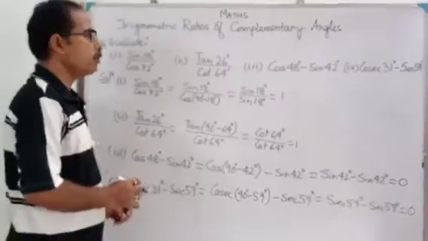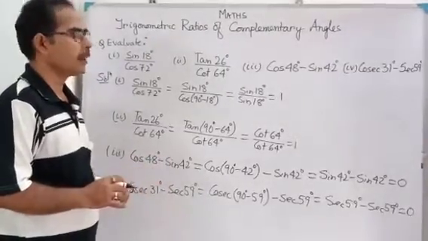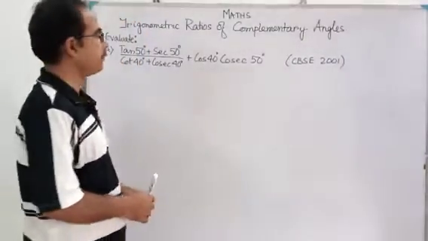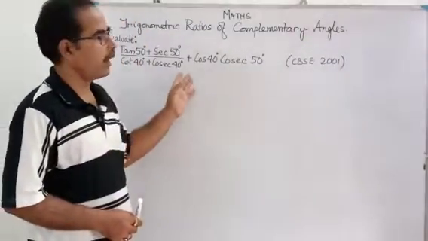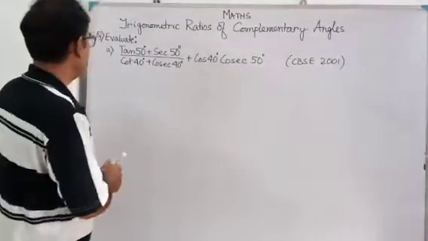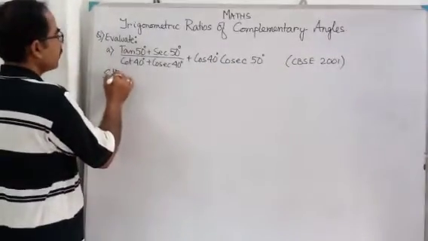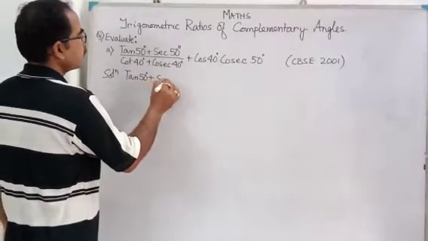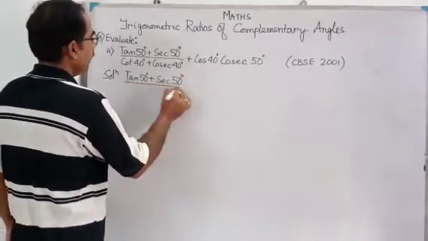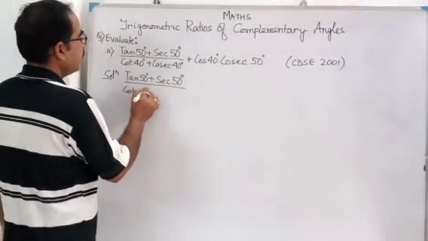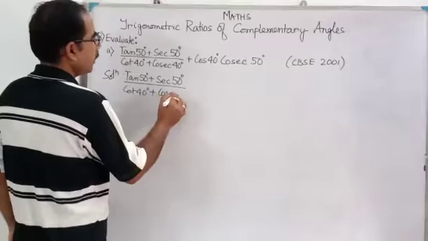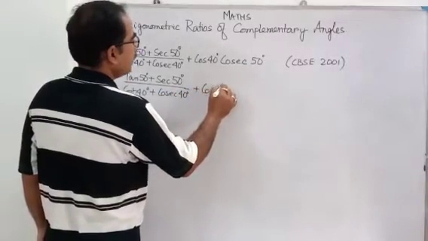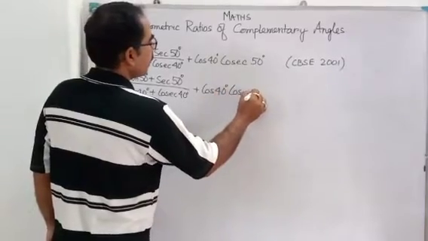Okay, I will show you a few more problems, then it will be more clear to you. Now the next maths I have taken, this maths already came in the year 2001 also. So now look here, students, how we will proceed. Rewrite the question: tan 50 degree plus sec 50 degree by cot 40 degree plus cosec 40 degree, plus cos 40 degree and cosec 50 degree.